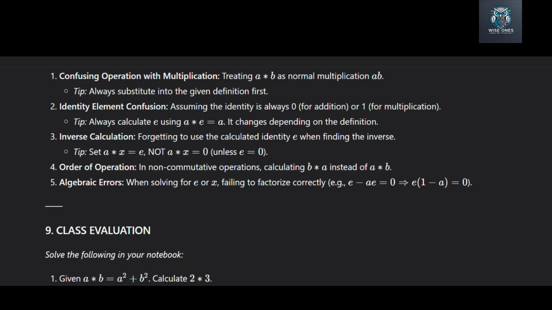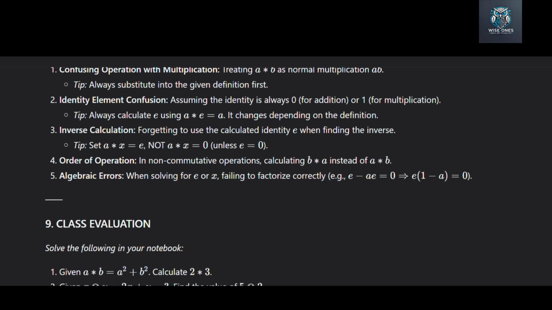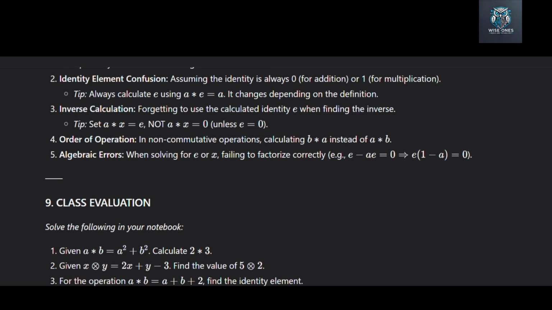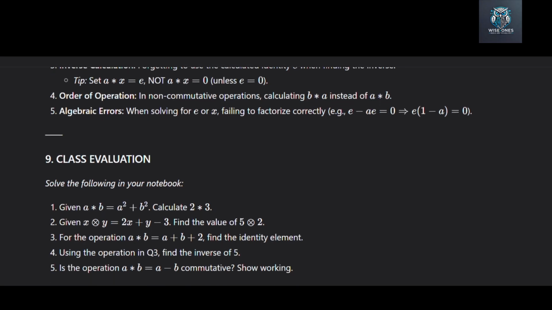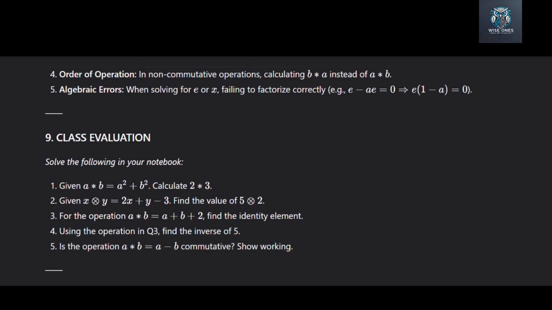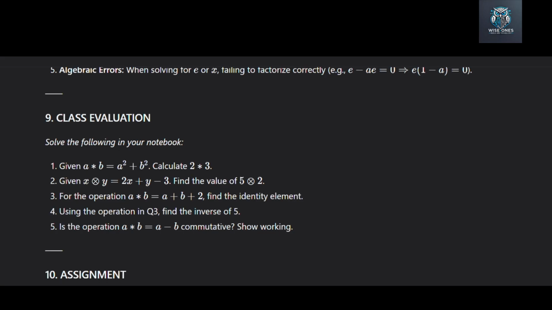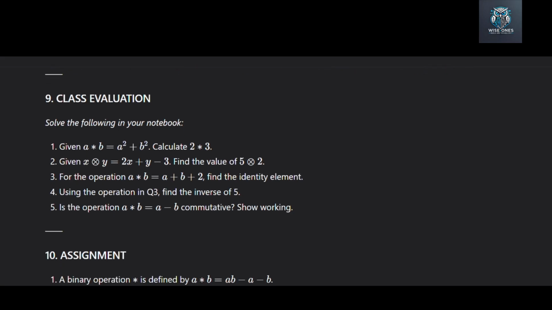equals 0. Now, it is time for class evaluation. Section 9. I want you to pause the video and solve these in your notebook. Question 1. Given a star b equals a squared plus b squared, calculate 2 star 3. Question 2. Given x circle cross y equals 2 times x plus y minus 3, find the value of 5 circle cross 2.